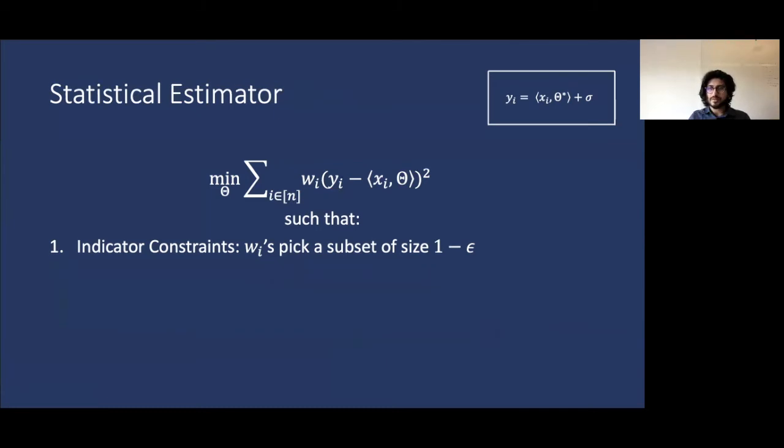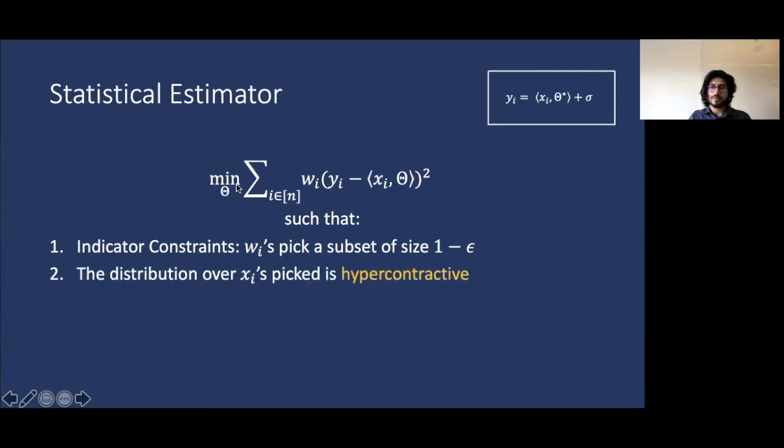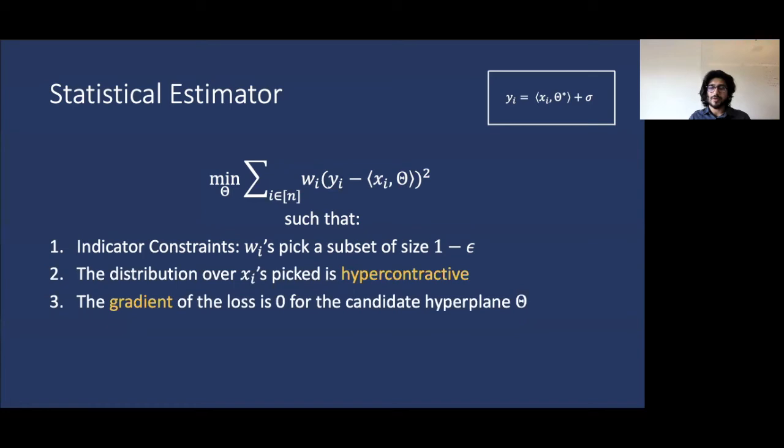Again, we minimize the least squares objective over a subset of 1 minus epsilon fraction of points, such that the following additional constraints also hold. So in particular, we want that the uniform distribution over the set of points, the xi's that were picked by our indicator, the wi, is hypercontractive. We know that the true samples satisfy this property, so it is valid to enforce this as an additional constraint. We also want that the gradient of the loss evaluated for the candidate hyperplane on the subset of points that we pick is 0.